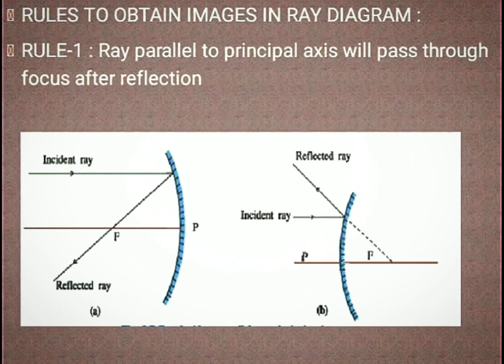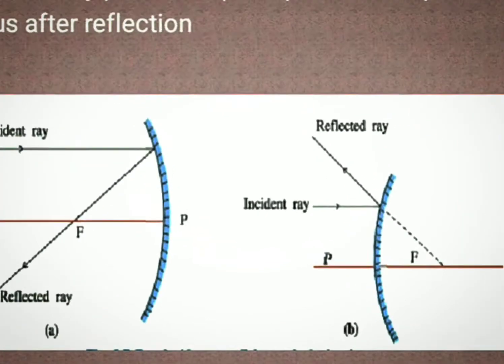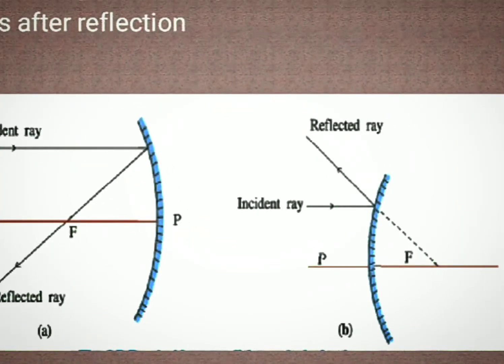Now let us understand some rules to obtain images in ray diagram. Rule number 1. A ray which is parallel to principal axis will always pass through focus after reflection. So you can see here in the diagram, when an incident ray is parallel to principal axis, after reflection it goes towards focus.